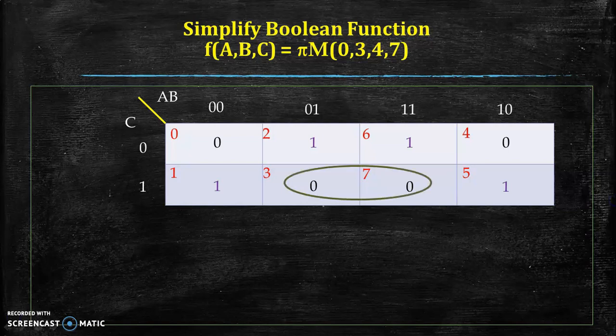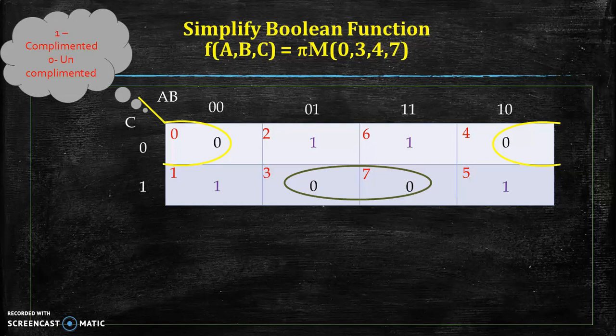We can see that one horizontal pair is possible with cell numbers 3 and 7. At the same time, we have another pair, a rolling or wrap around pair, possible with cell numbers 0 and 4. That is the extreme left column and extreme right column, and that is known as a wrap around. So instead of going for an isolated 0 or a group of single, it is better to prepare a pair with the wrap around condition.